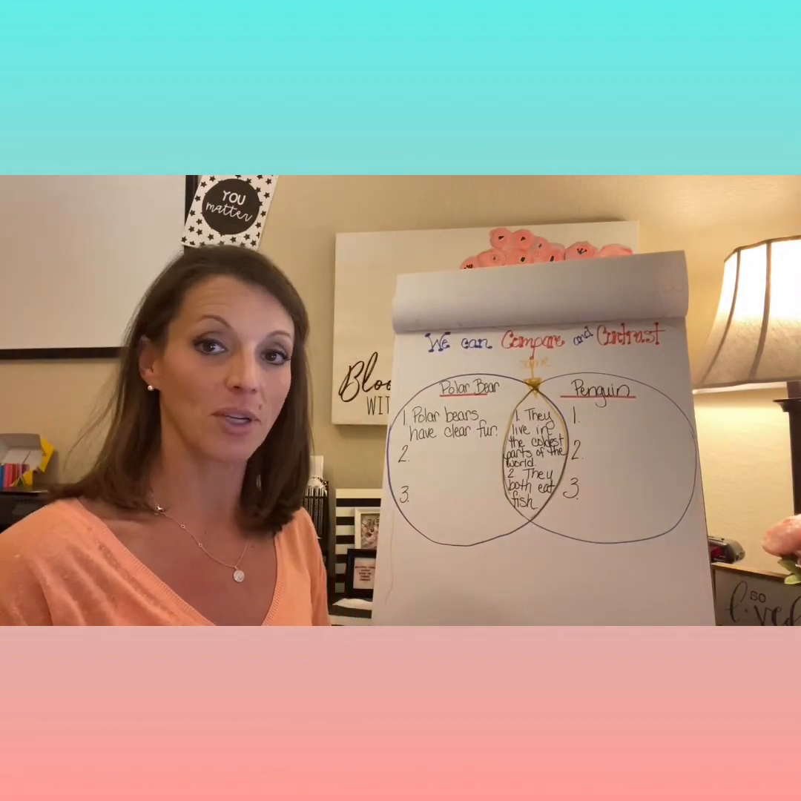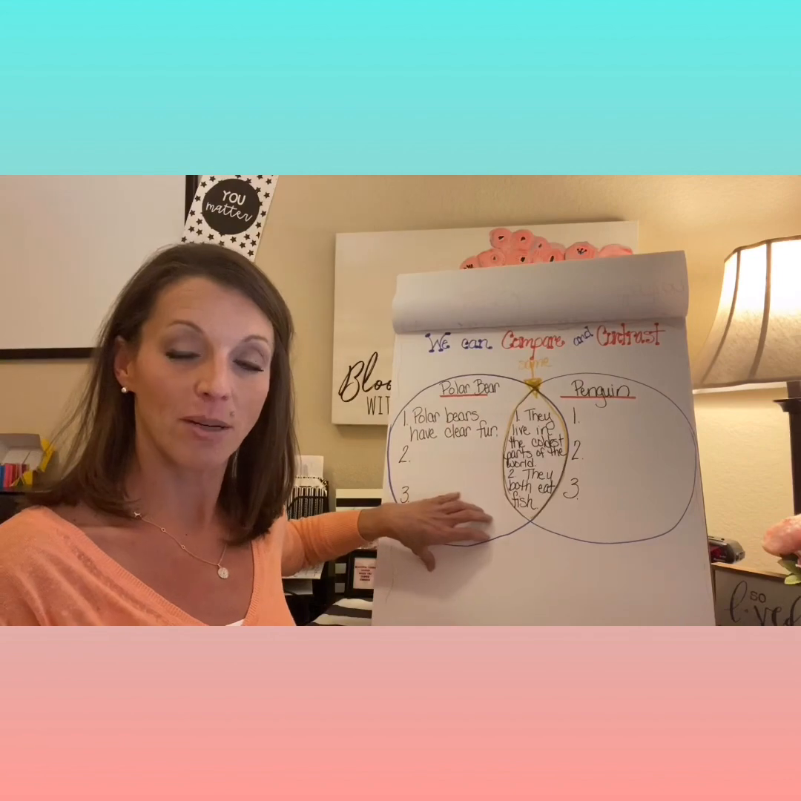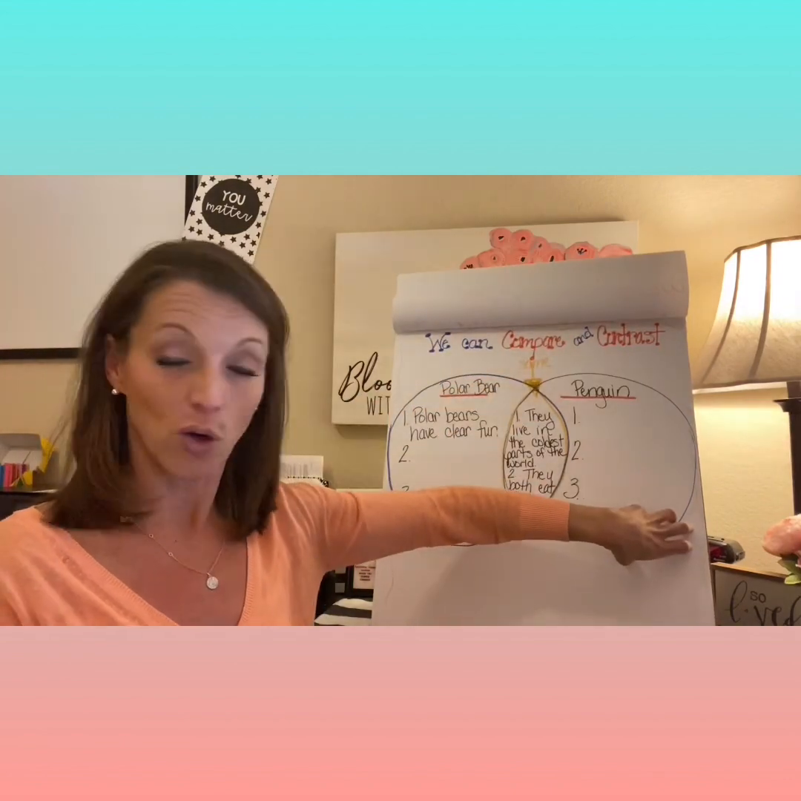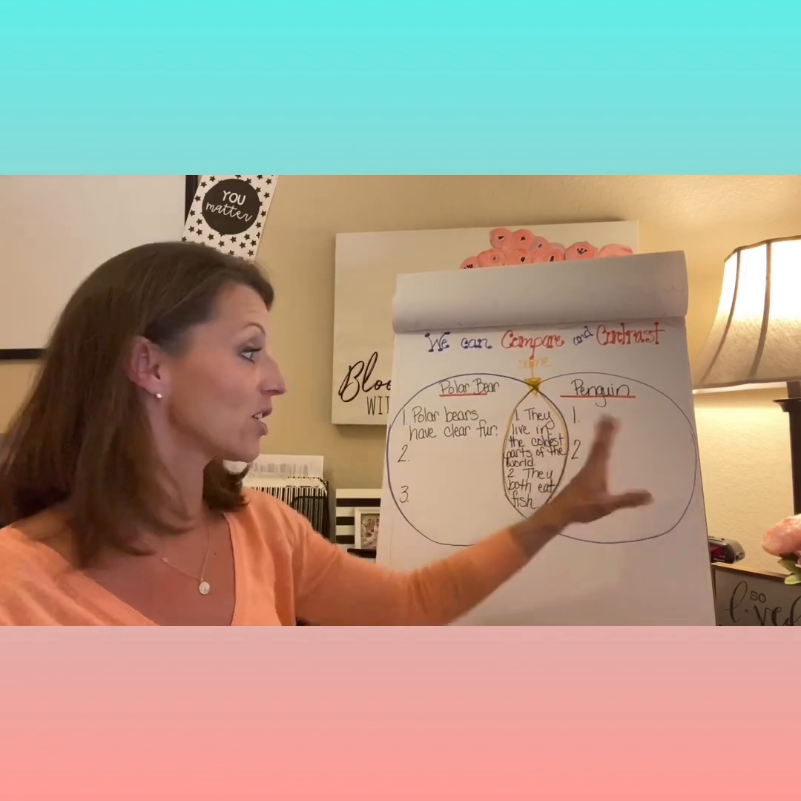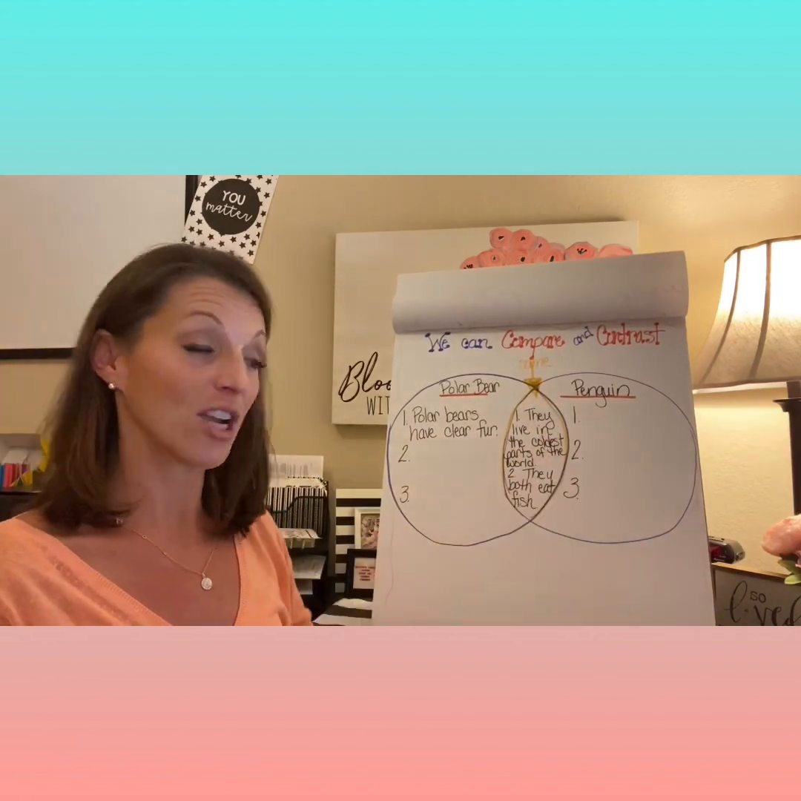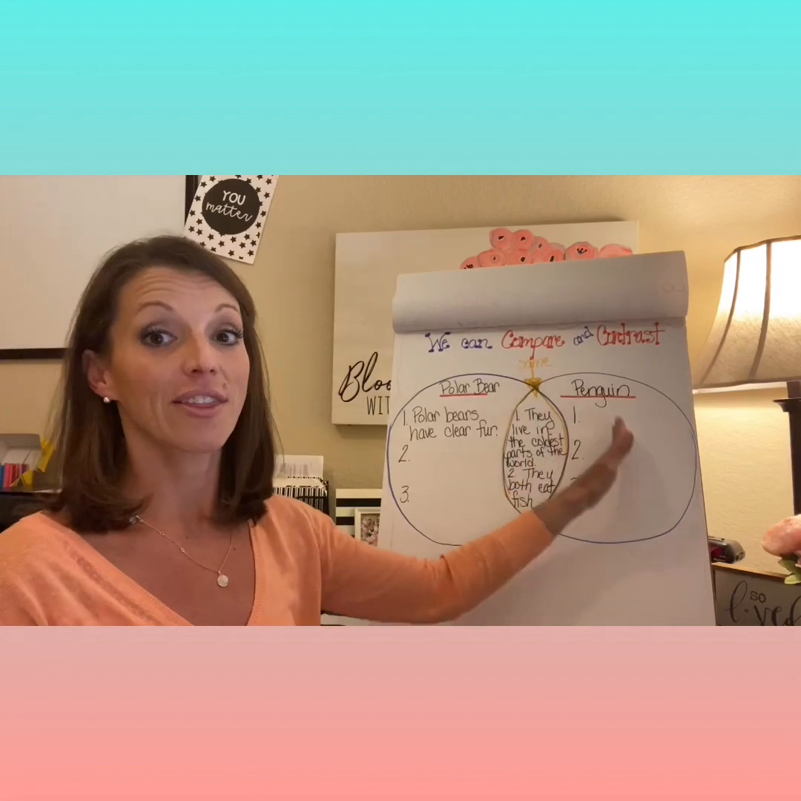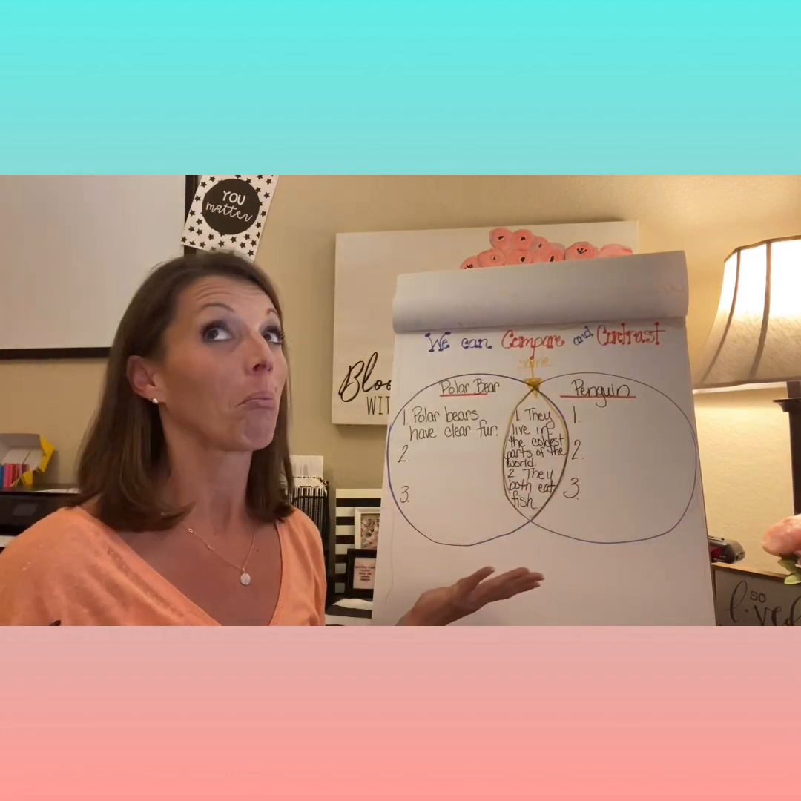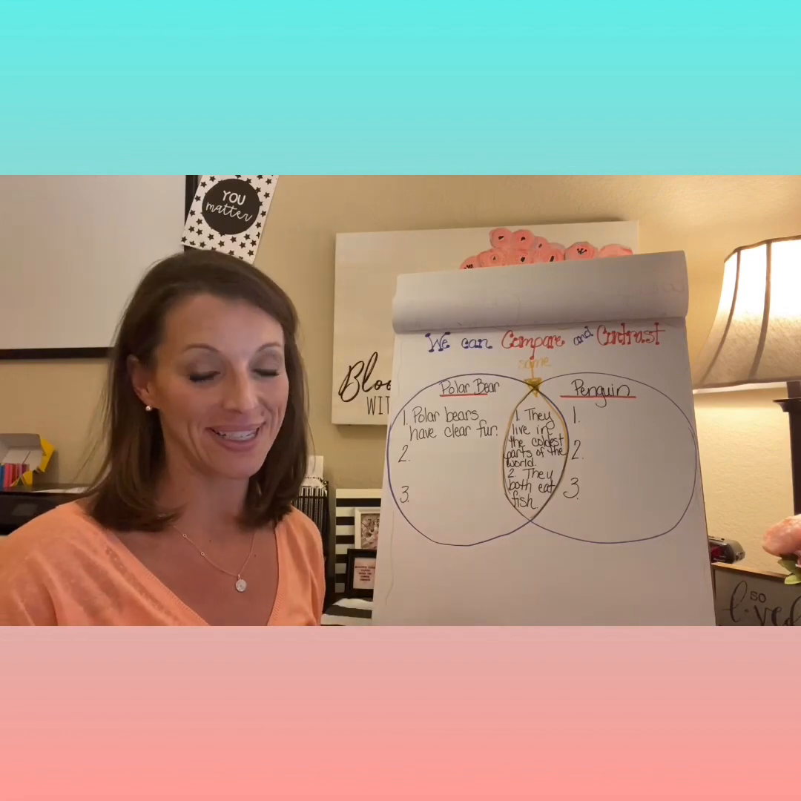So you see what I'm doing? If it's about my first animal and only my first animal, it goes here. If it's about my second animal and only my second animal, it goes in the second circle. Things that are the same here. Three, three, three. So when you get done, multiplication, three times three, you're going to have nine complete sentences.